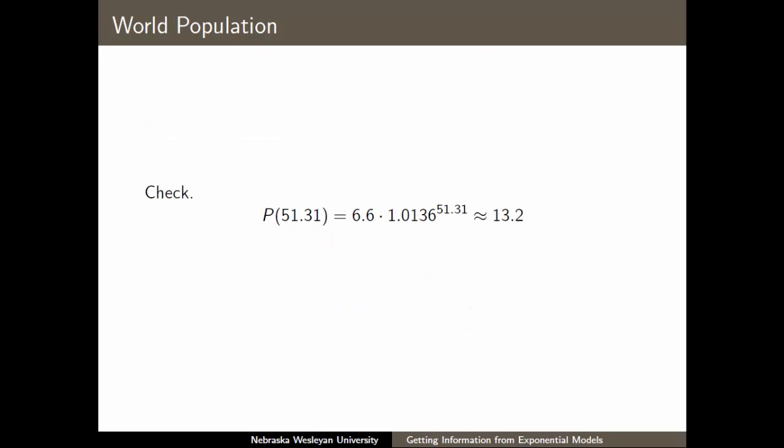If we are interested in checking that our estimate was right, we could plug in our value of t, which was 51.31, and see that the model gives a population of just about 13.2, which is what we expected.